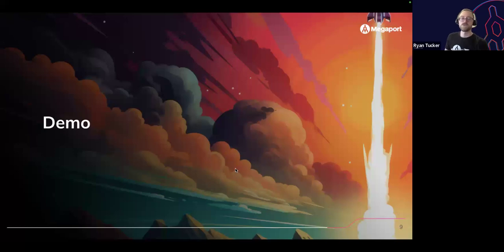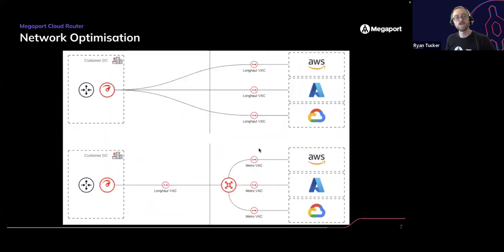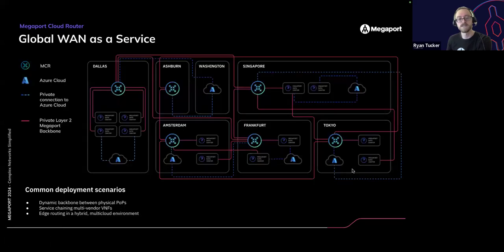All right, so we'll jump into the portal and we'll do a quick demo. What we will build is something that looks somewhat like this bottom option here. We'll deploy a port into a DC, we'll deploy an MCR, and then we'll build a connection from the MCR off to AWS and Azure, and see what that looks like. Basically, see how easy the process is.